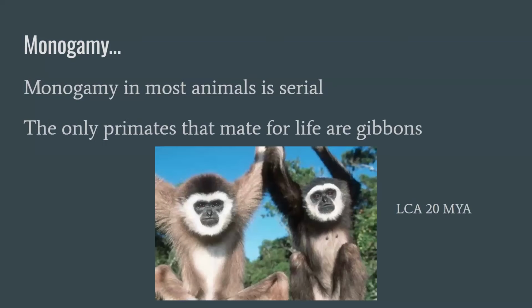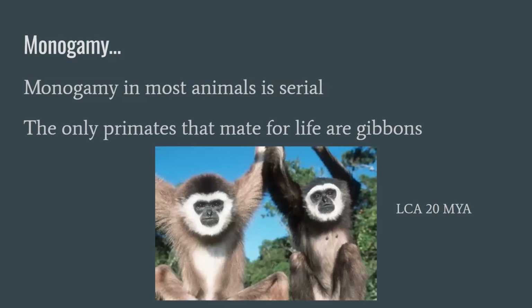So say you have ducks. Ducks are monogamous. A male duck mates with a female duck. She gets pregnant. She lays eggs. He sticks around. He helps take care of the kids. They get big enough where they can swim off on their own, and the pairing is ended. Then the female goes off, looks for another male, and the male goes off and looks for another female. And when they find each other, again, they have monogamy. Okay, that's serial monogamy. The only primates that mate for life are gibbons.